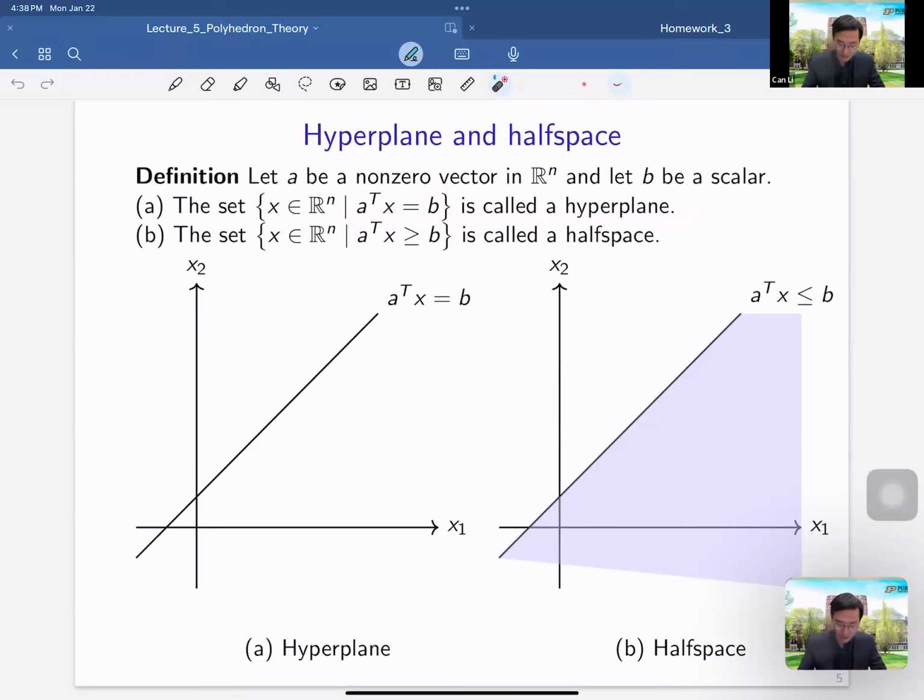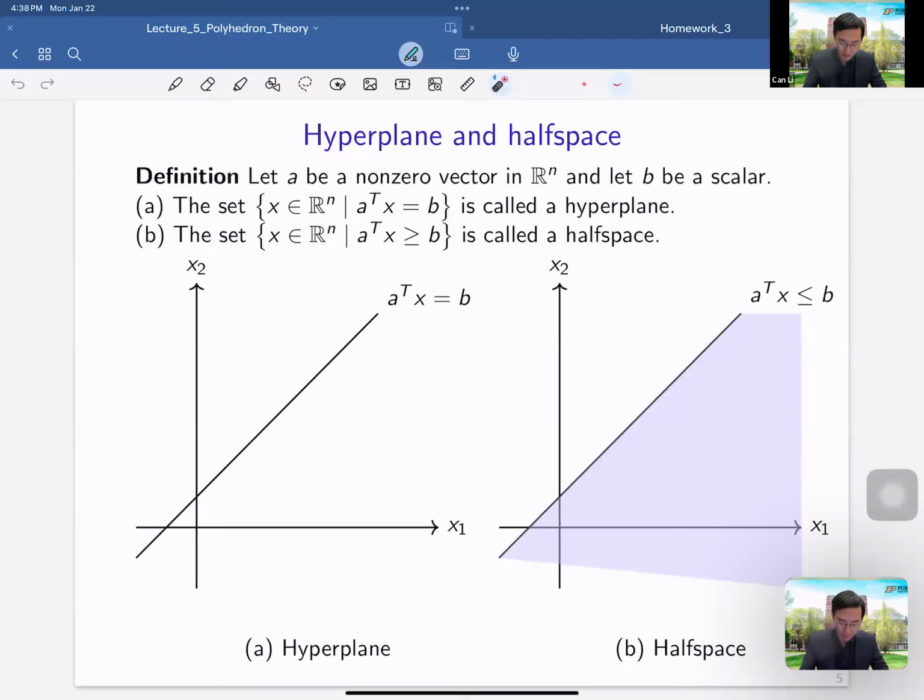If you look at it in 2D, think about this as a linear equality constraint. For example, let's just write something like x1 plus x2 equals 1, things of that sort. It is describing a hyperplane, which is basically a straight line in 2D. In 3D, you can think about the hyperplane as a two-dimensional thing, right?